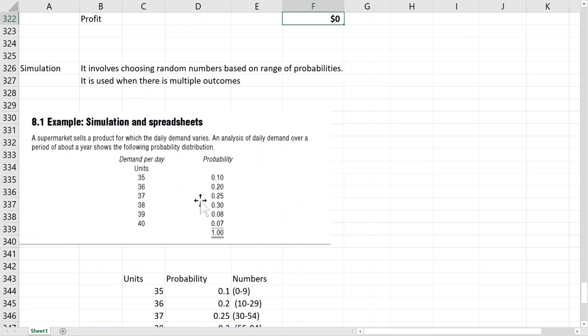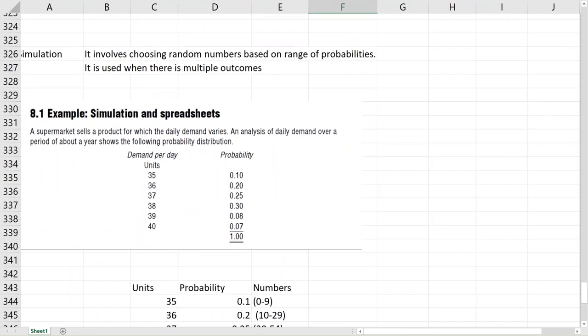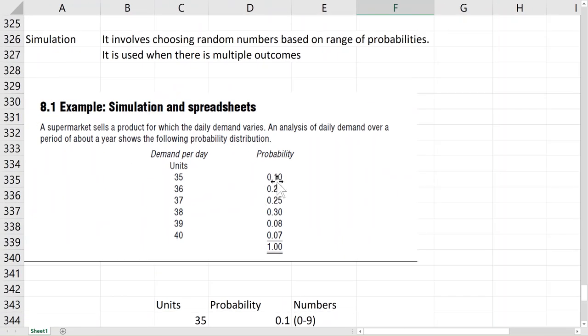A supermarket sells a product for which the daily demand varies. An analysis of daily demand over a period of about a year shows the following probabilities. So we have demand and their probabilities. 35 demand has 10% chances, then 20%, 25%, 30%, and so on. The total of all should be 1 or 100% probabilities.